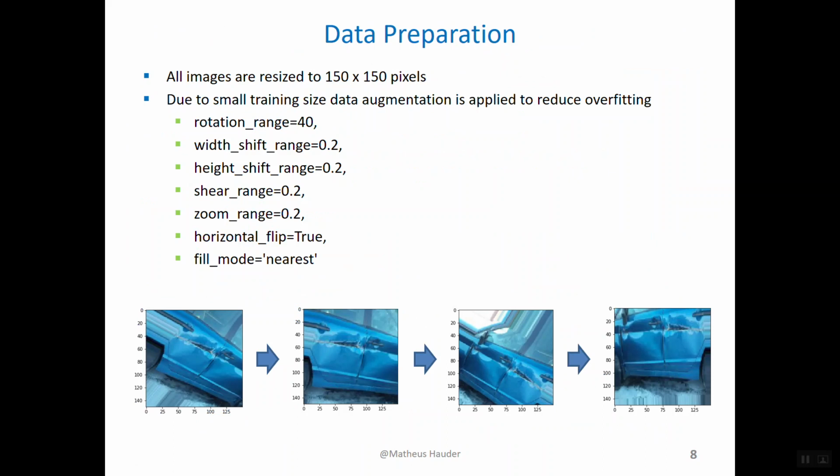From the first iteration, I still had some overfitting in my model. Therefore, I decided to use data augmentation in the data preparation steps. First, all images are resized to 150 pixels. Since the training size is quite small, I decided to use these parameters for data augmentation. Below you have one selected image showing how the data augmentation is applied to the damaged car.